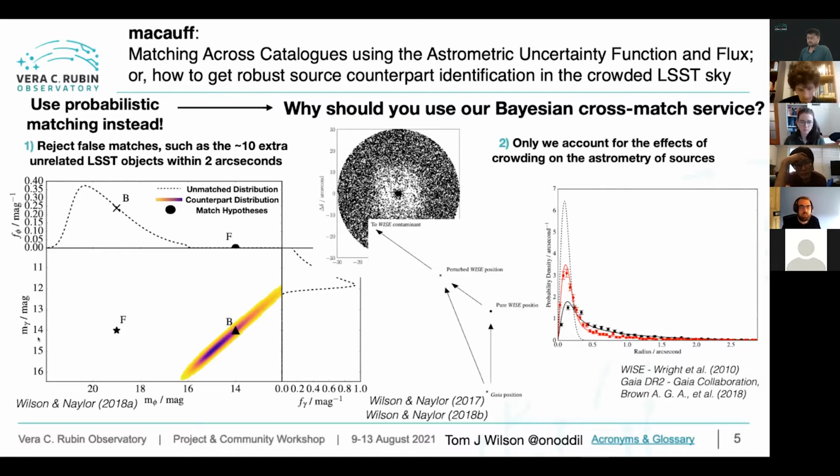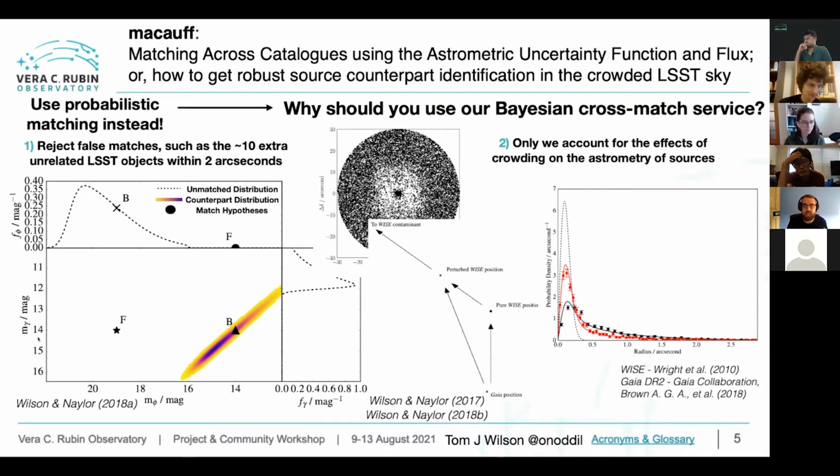So you should probably turn to more advanced matching methods and consider probabilistic cross-matching methods. But why should you use our Bayesian cross-matching service, I hear you cry? Well, I think there are 2 very important reasons to consider macauff over other cross-matching services available out there.